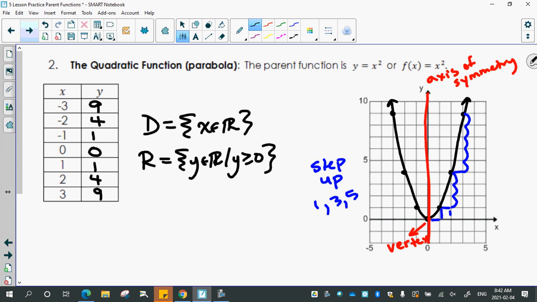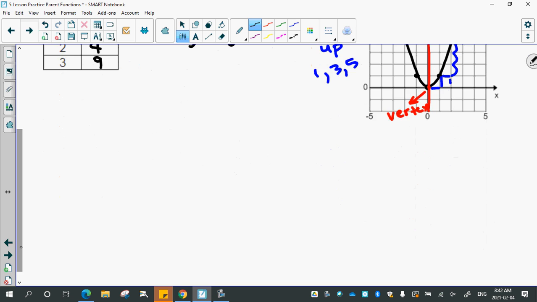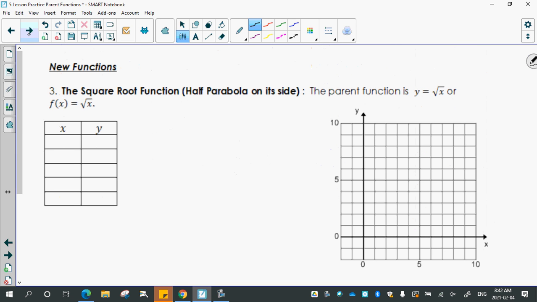So those are ones we know from grade 9 and 10. Now we're going to go on to new ones that we don't know yet. So the square root function, which I call the half parabola on its side, okay? The parent function is y equals the square root of x, or you can write it as f of x equals root of x using function notation, okay?